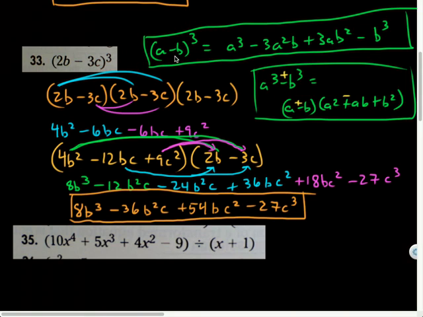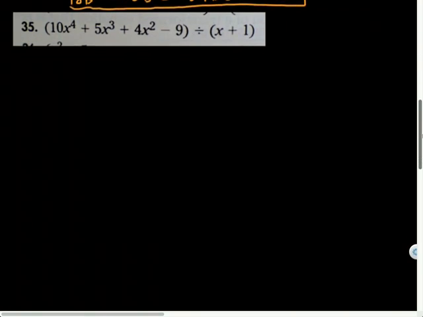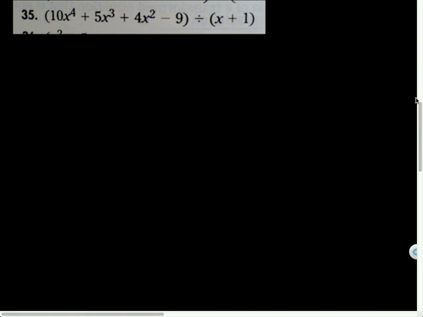But anyways, next question is 35. 35 was a division problem. They specifically wanted us to do synthetic division. So let me remind you how it's done. First of all, synthetic division only works when you're dividing by a linear binomial whose leading coefficient is 1. So I would have -1 going in the box, and then 10, 5, 4, 0, -9.